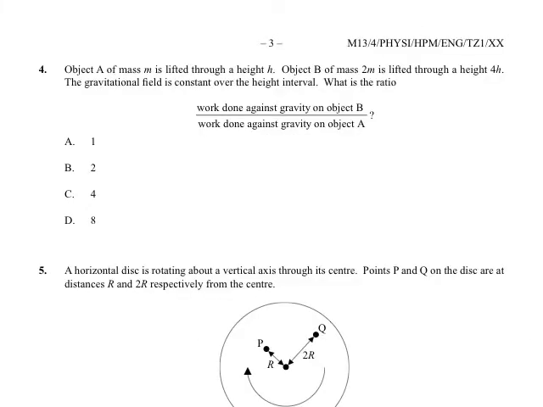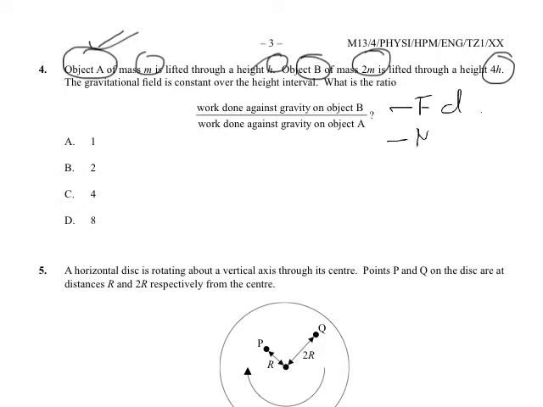Okay, so we have two objects, and we need to work out what the work done against gravity is for both of them as a ratio. Object A has a mass m and h as height. Object B has a mass of 2m and a height of 4h. Now, it states clearly that the gravitational field is constant over the height interval. That means that we don't have to get into complicated formulas. We can use the standard mgh. And why is mgh the appropriate formula? Because work done is force times distance. The force is mg times the distance, which is height.